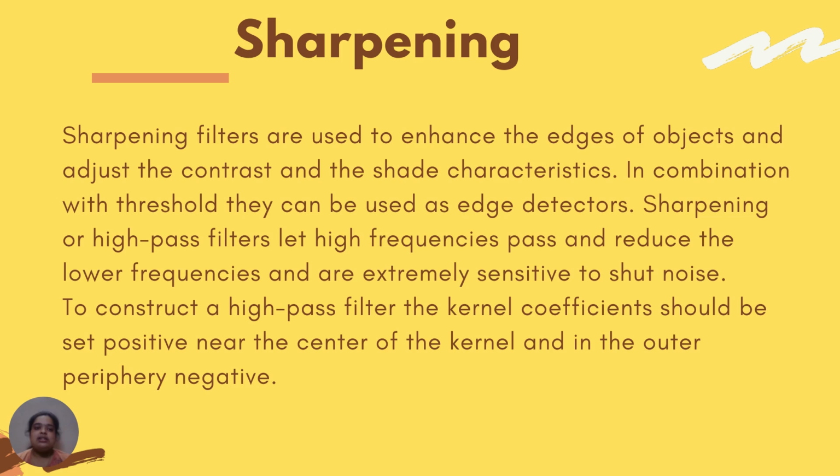And at last, let us see what sharpening is. Sharpening filters are used to enhance the edges of objects and adjust the contrast and the shade characteristics. In combination with a threshold, they can be used as edge detectors. Sharpening or high pass filters let high frequencies pass and reduce the low frequencies, and are extremely sensitive to shot noise. To construct a high pass filter, the kernel coefficient should be set positive near the center of the kernel and negative in the outer periphery.